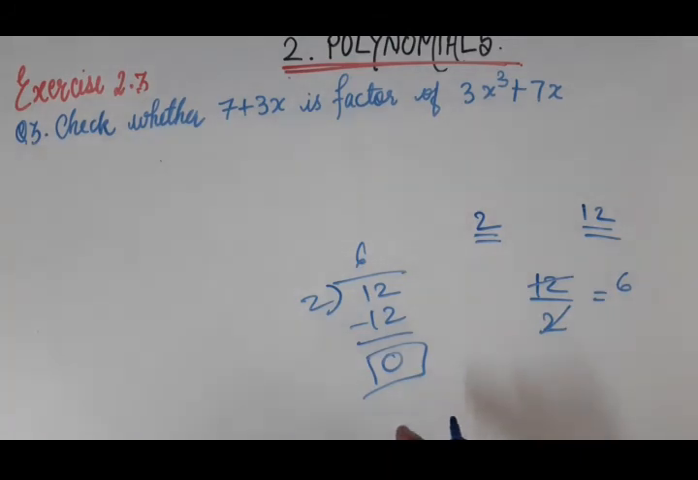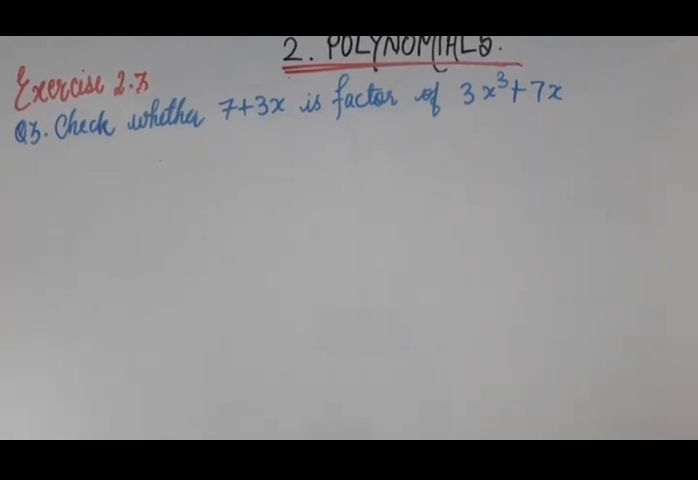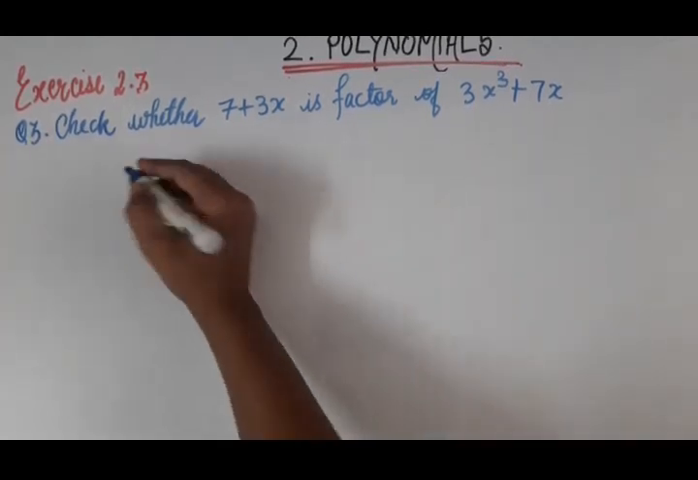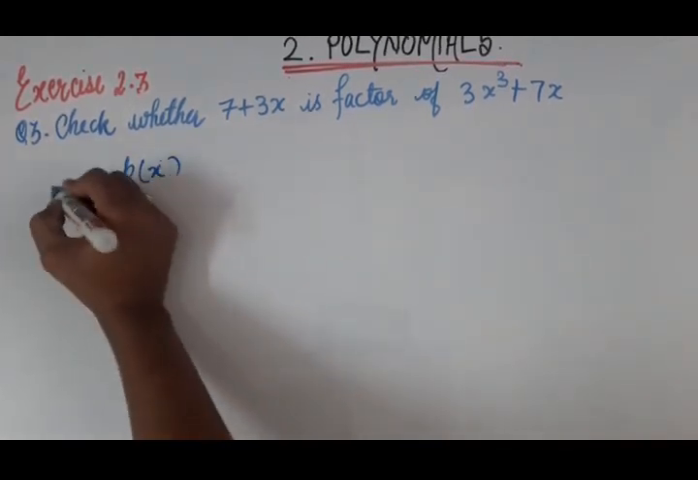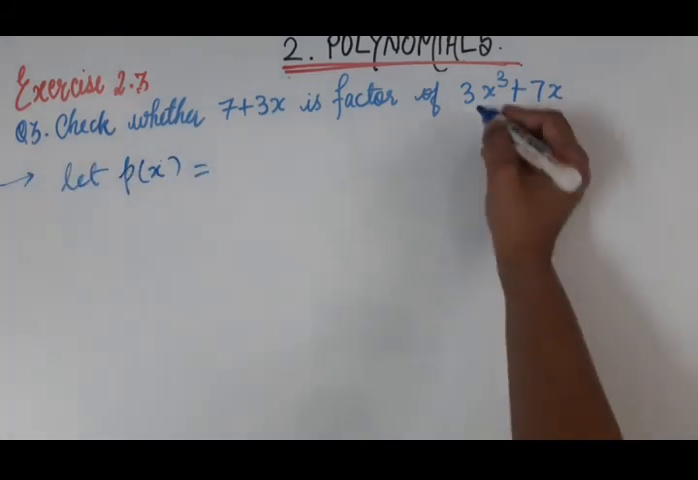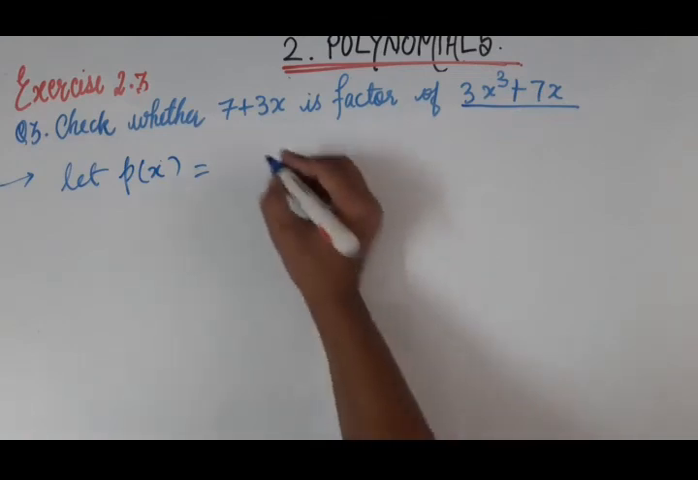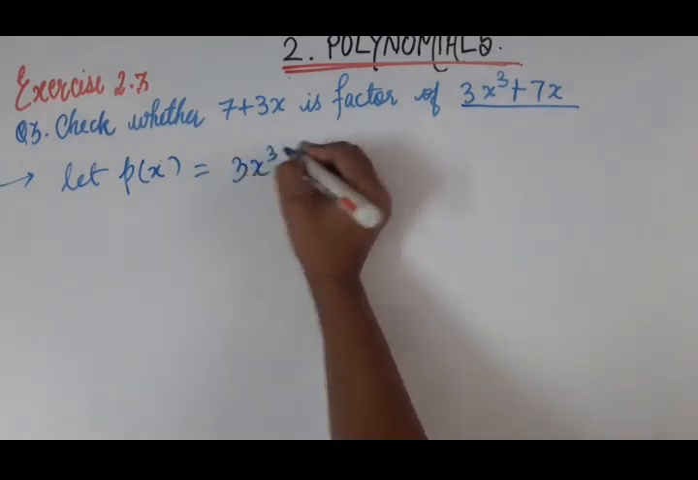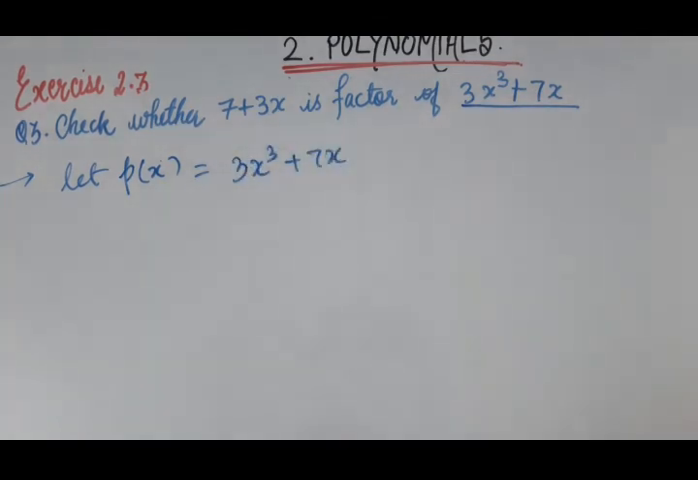Now we have studied how to find the remainder using the remainder theorem. So using the remainder theorem, find the remainder for this. Here, what will be your p of x? Let p of x equal your dividend. So what will be your dividend? 3x cube plus 7x.